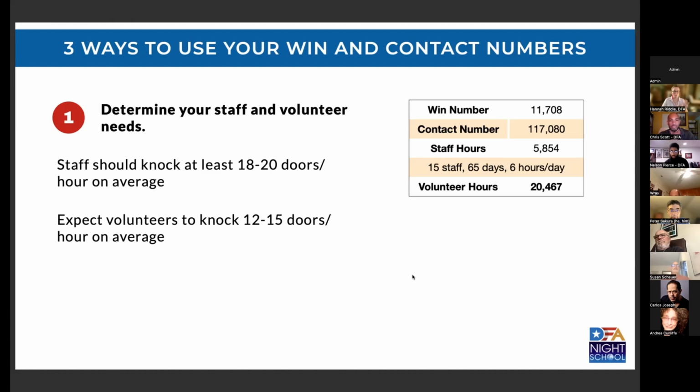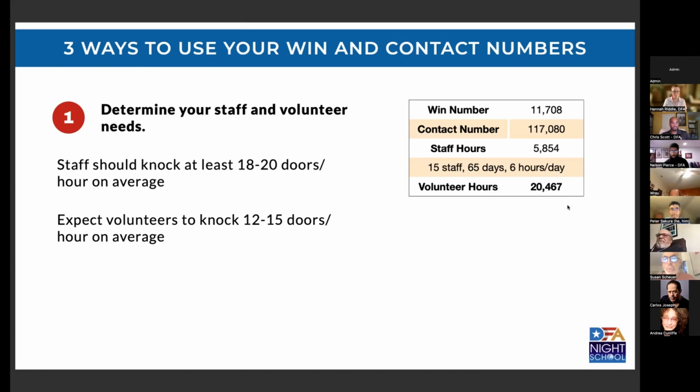And then using that formula of 18 to 20 doors per hour, or 12 to 15 doors per hour for volunteers, you're going to take this number, the staff hours number, and subtract it from the total number of hours that you need. So the total number of hours you need is going to be your contact number divided by the average number of doors that you're knocking. So you're going to subtract your staff hours from that, and then you see how many doors you have left. You know how many volunteers you need between now and election day. So you can take that and you can look at how many weeks you have left.